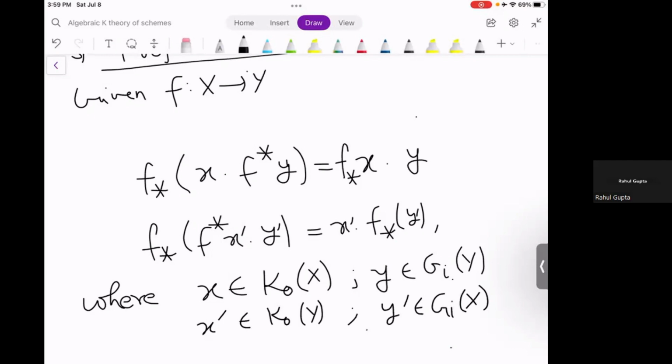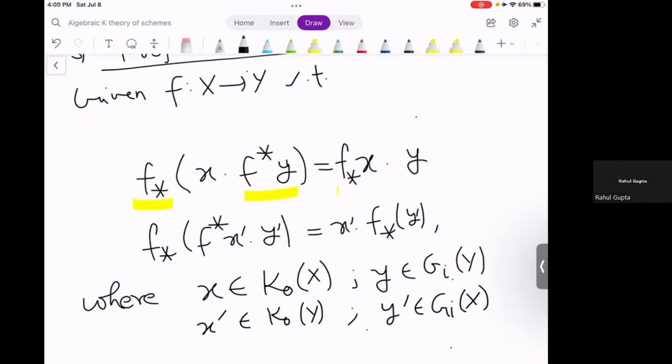Yeah. Given this, I need to make sense of the pullback. So I'm taking the pullback on G theory, right? Here, I'm taking the pullback on G theory. I need to assume certain things on this F. And then I'm taking the push forward also here on G theory.